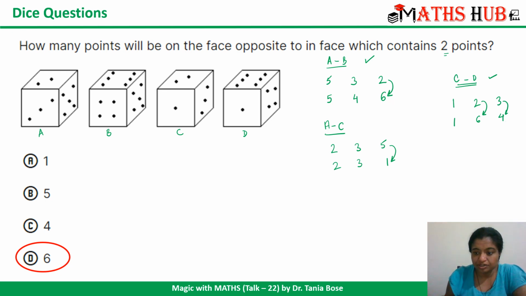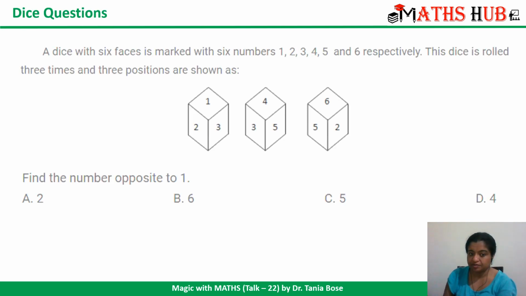So now let's move on to some other questions. If the number of dice is more, you don't have to worry. Just check cases and see that are we getting the same result with all of them, right? So let's check this question.